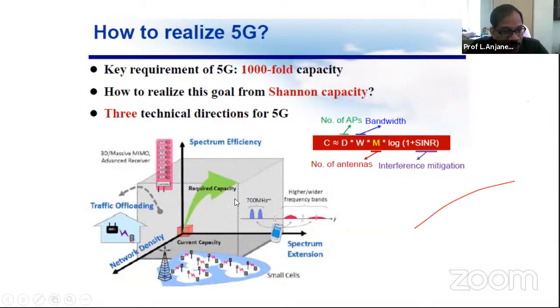As you see from this diagram, there are spectral efficiency, spectral extension, and network density. If you see this as a three-dimensional space, and you want more capacity or more density, you have to see what kind of techniques one must use. We must use small cells, high and wider frequency bands, traffic offloading, and 3D or massive MIMO structures. These are all the requirements for 5G.